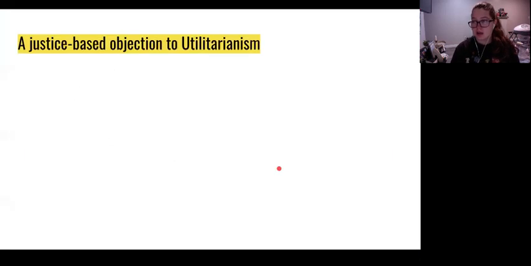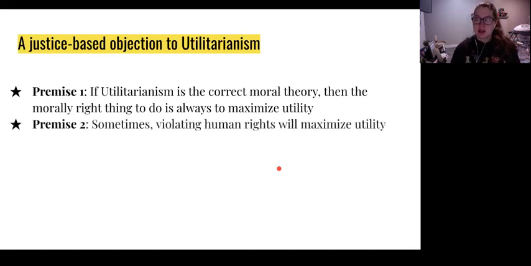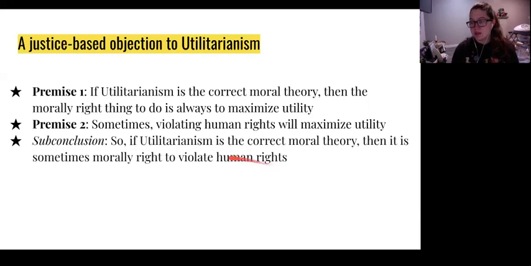We can frame this problem in terms of a moral argument. Premise 1 being that if utilitarianism is the correct moral theory, then the morally right thing to do is always to maximize utility. That's just a definition of what utilitarianism is, right? The second premise is that sometimes we might be able to maximize utility by violating human rights, such as in the kidney transplant example. It violates the human rights of the healthy patient to take their organs against their will, right? So if it maximizes utility to violate human rights, then utilitarianism might tell us to do so, because human rights for the utilitarian aren't as important as utility values.